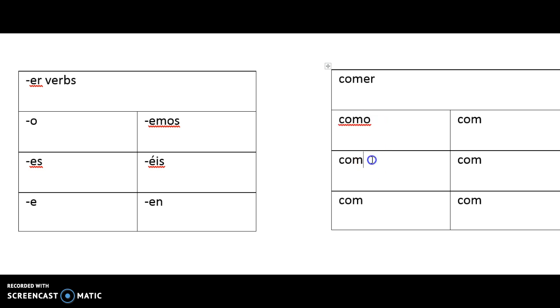Yo como, I eat. Tú comes, you eat. Usted, él, ella come, he, she eats. Nosotros comemos, we eat. Vosotros coméis, y'all eat. Ustedes, ellos, ellas comen, they eat, or you all eat.